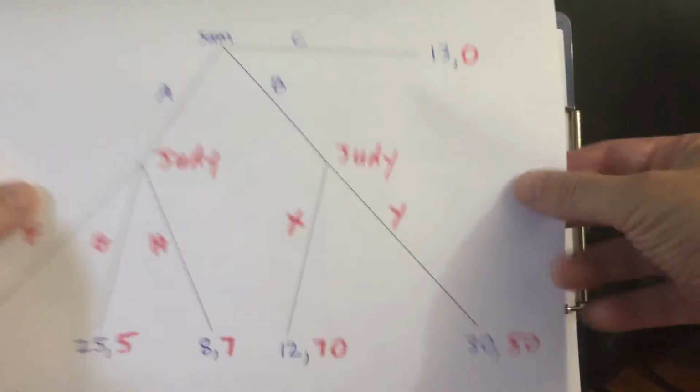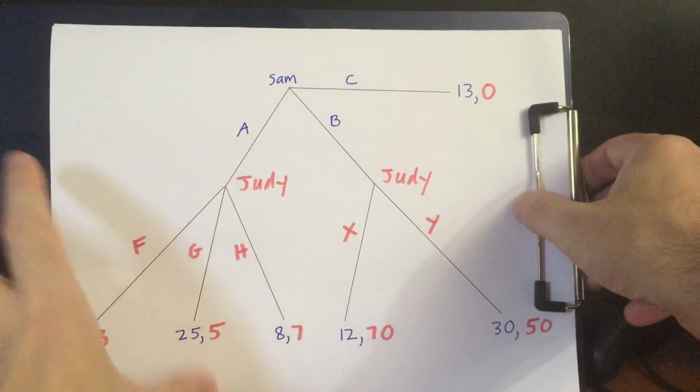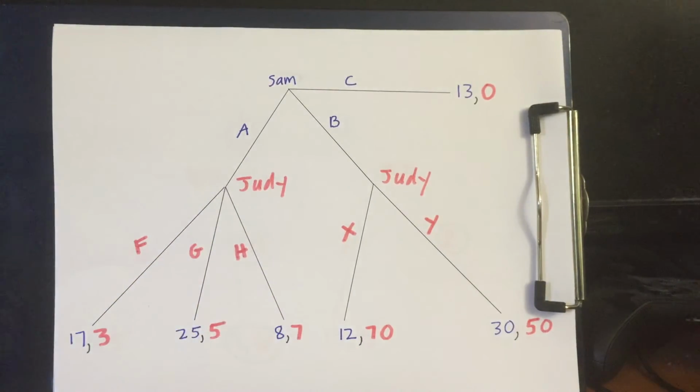Let's go to a slightly more complicated game. Now, in this game, Sam, who's player 1, can pick A, B, or C. If Sam picks C, the game is over. Judy never gets to move. If Sam picks A, Judy has 3 choices, where if Sam picks B, Judy has 2 choices. Again, please pause the video and guess what you think will happen.